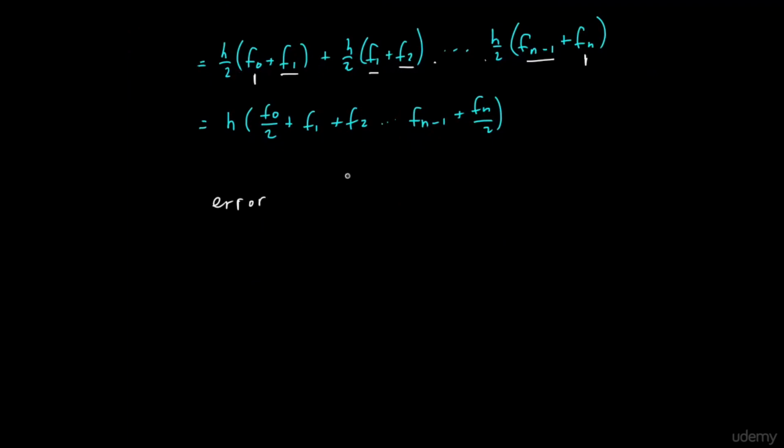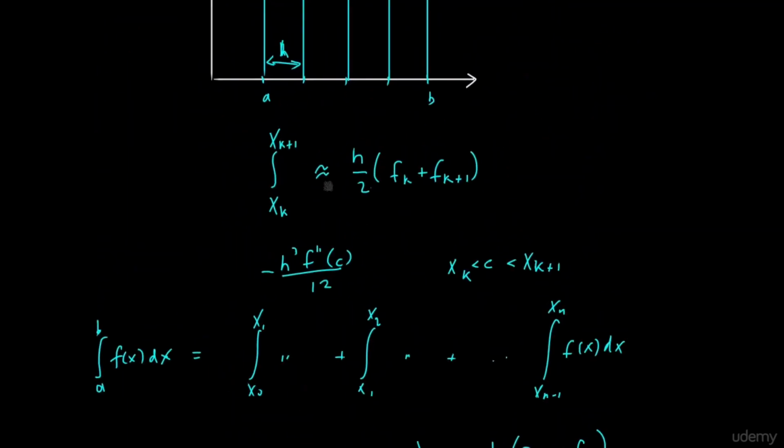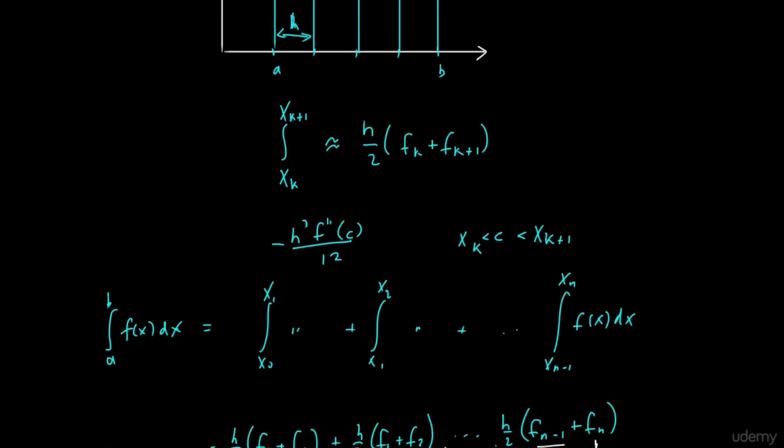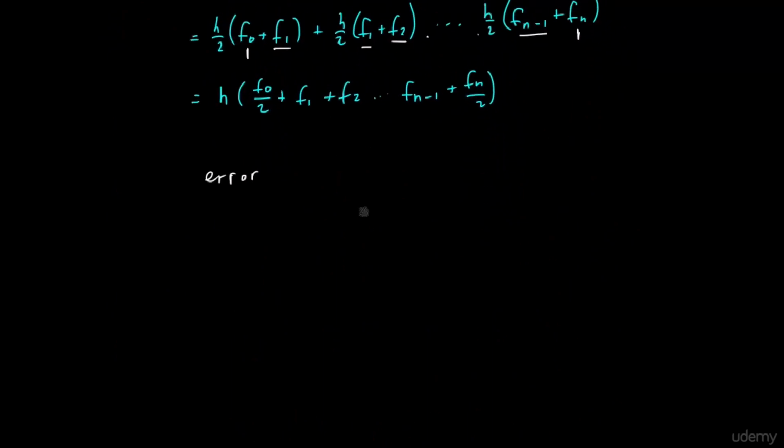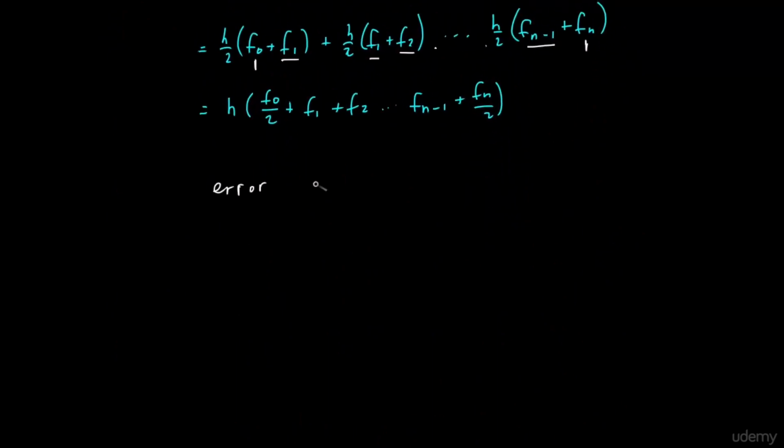So the error is based on the error that we have for the individual strip, the error that I've mentioned here. And essentially, let's just write this down. I'm not going to do the workings for the error. So the error here is minus (b minus a) multiplied, actually first of all, by the distance between the points squared, multiplied by h squared, then times the second derivative at some point c, divided by 12, where c is somewhere between a and b. So that's our error term.